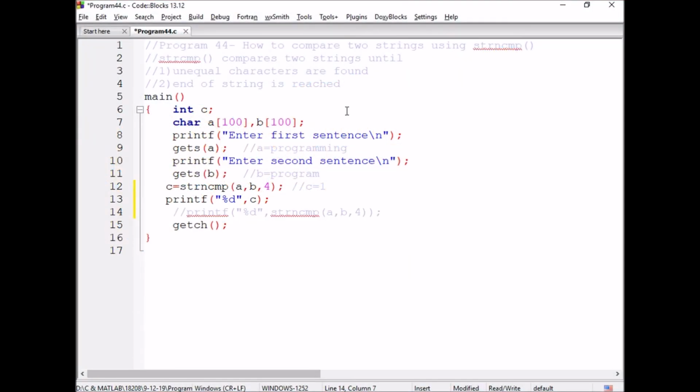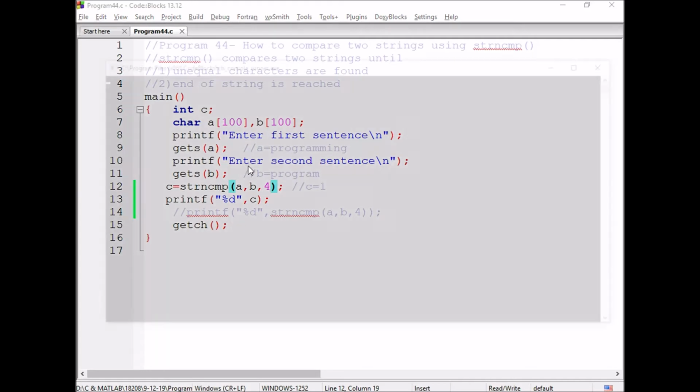We are interested in discussing strncmp. This strncmp compares the two strings until the number of characters that are given in this string comparison function. Here you can observe after A, B, 4 is given. So it compares only the 4 letters. Remaining everything is same. We will execute this program.